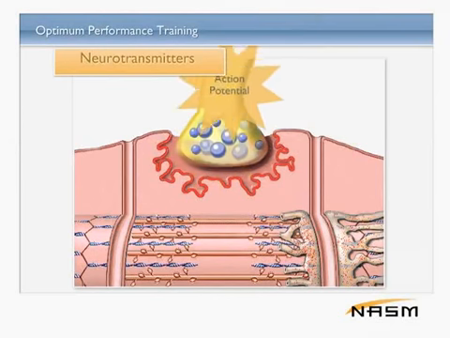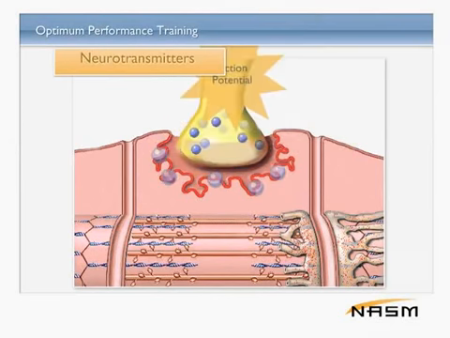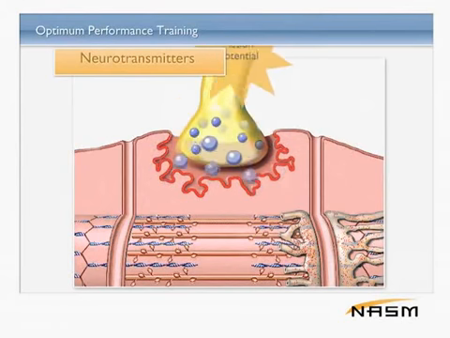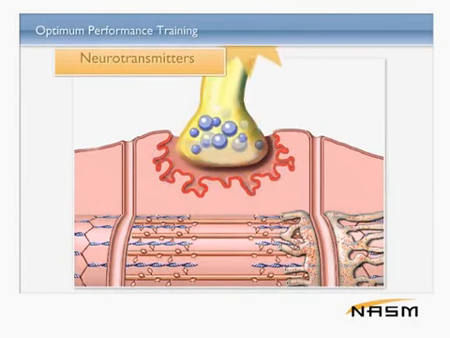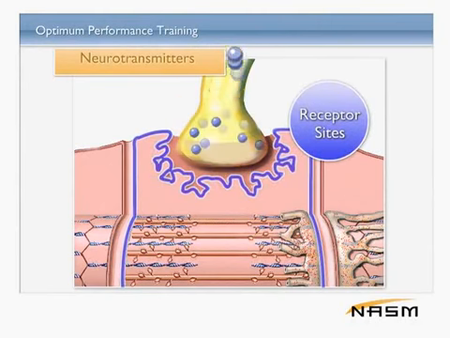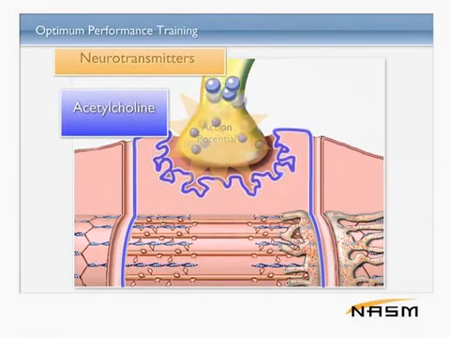Neurotransmitters are chemical messengers that cross the synapse between the neuron and muscle fiber, transporting the electrical impulse from the nerve to the muscle, much like a boat carries people from one side of a river to the other. The neurotransmitters fall into receptor sites on the muscle fiber specifically designed for their attachment, much like a square peg fits into a square hole.